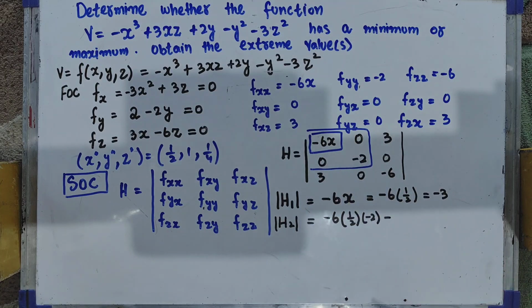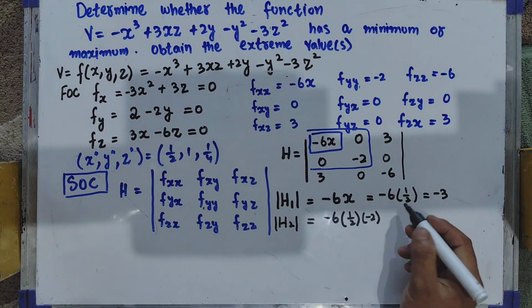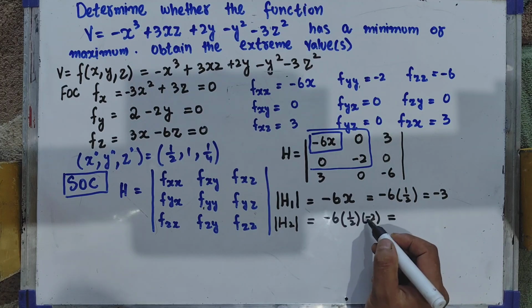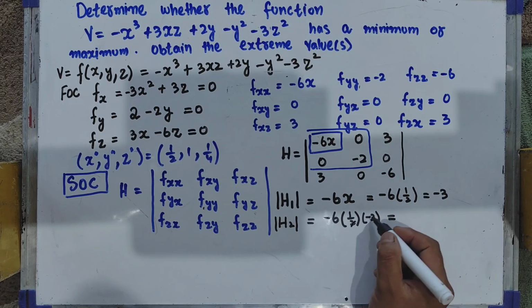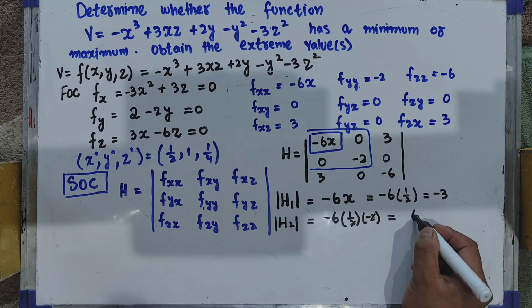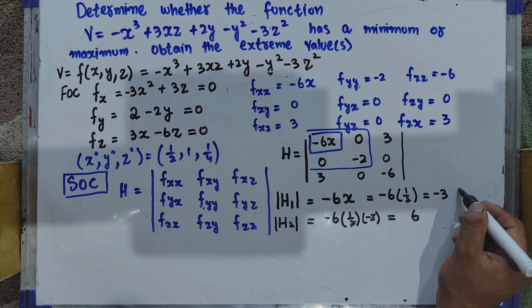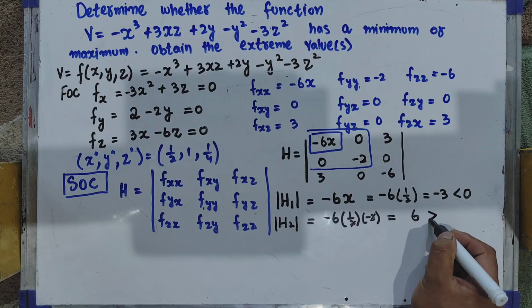So 0 into 0 is 0. We will not write it here. So what do we get here? Negative times negative is positive, so we get positive 6. Here you can see H1 is less than 0 and H2 is greater than 0.